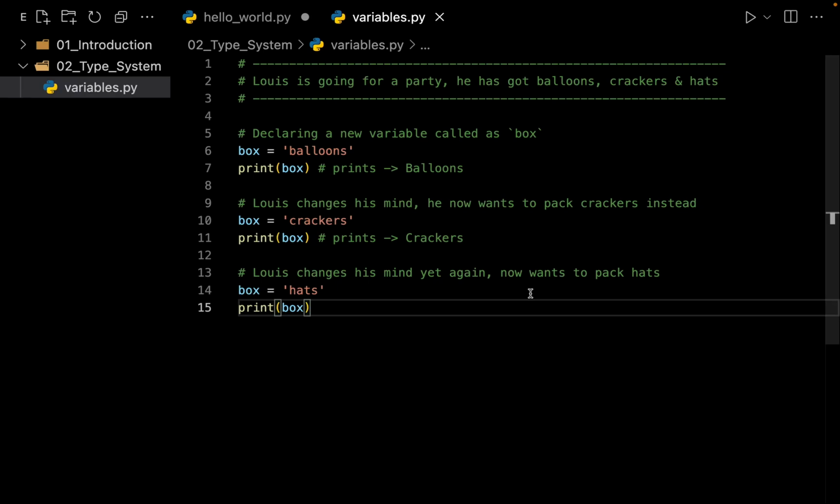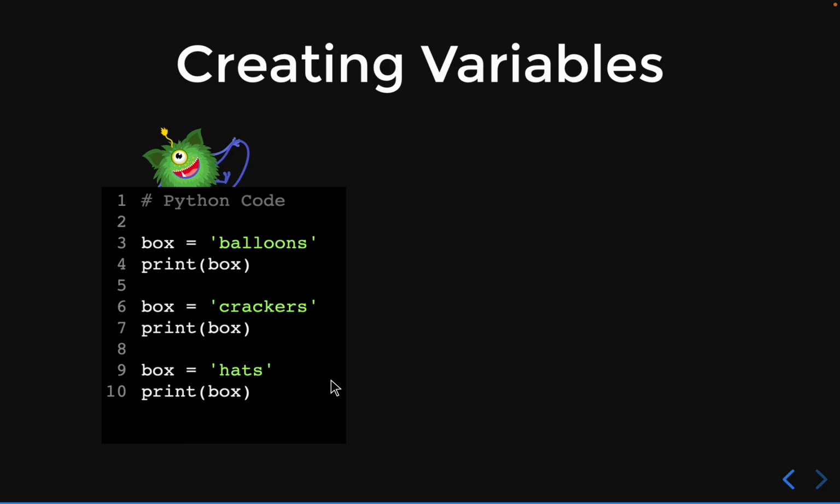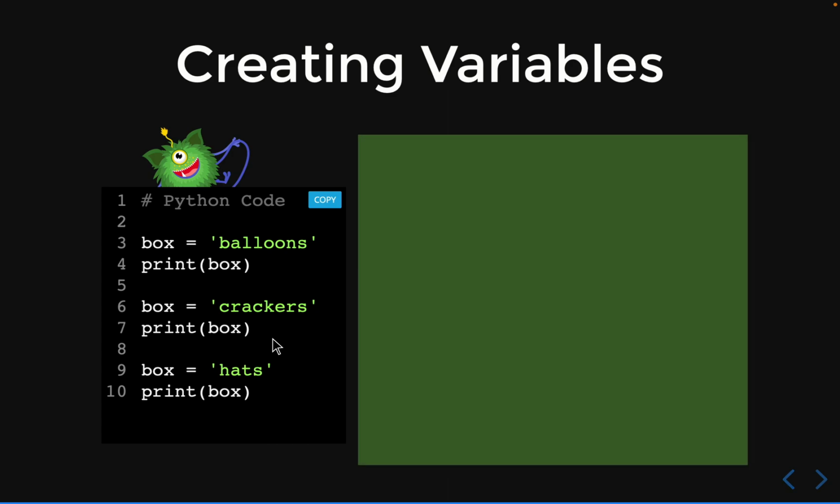Till now we have seen how to work and create variables. Now let's have a look at what's happening behind the scenes. So these were the variables that we created last time. We created just one variable called box, but we assigned the values of balloons, crackers and hats to the same variable. Now let's see what's happening behind the scenes and how Python is treating all of these variables.